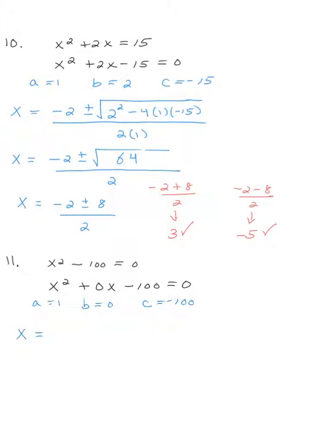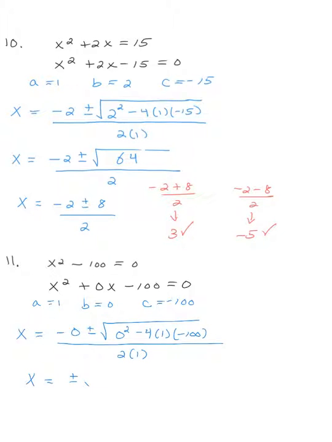Going to the quadratic formula, we get negative 0 plus or minus the square root of 0 squared minus 4 times a times c, all divided by 2 times a. Okay, the first part is gone. Negative 0 is negative 1 times 0, which is just 0.